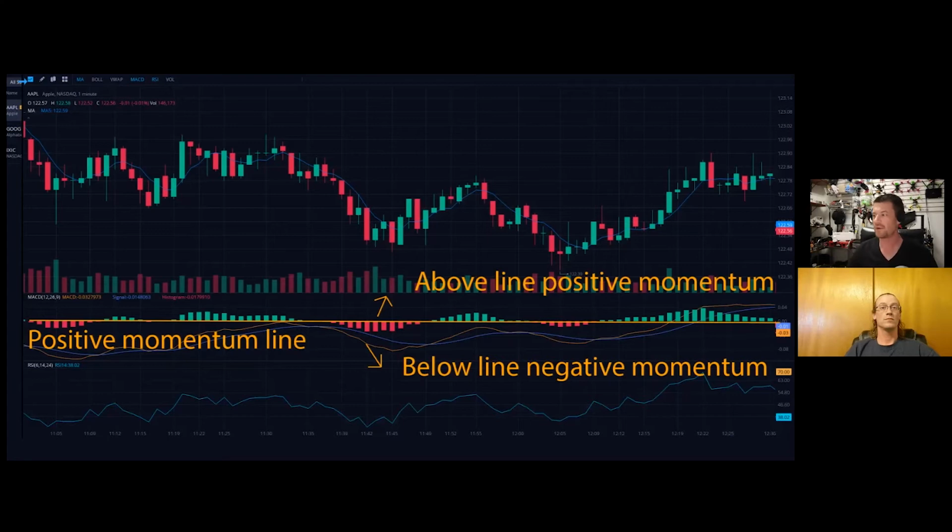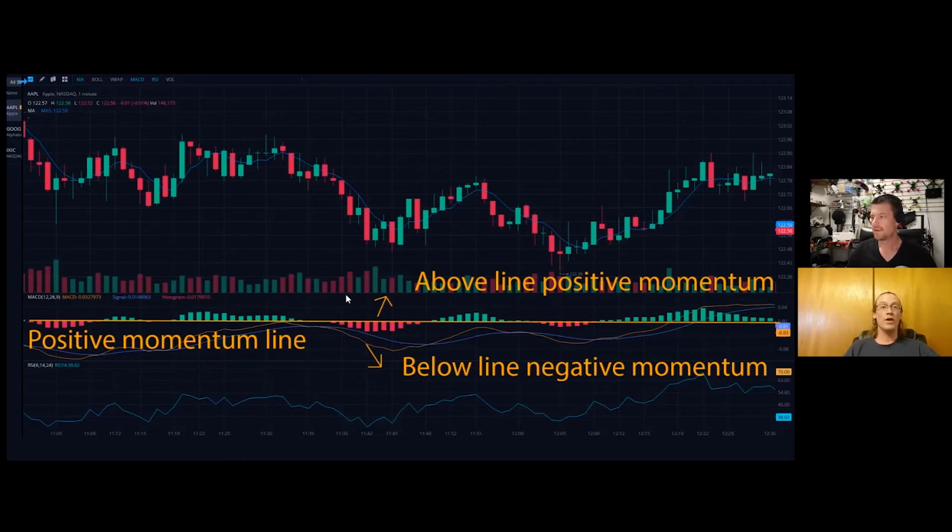Moving on to the positive momentum line, take us through it. The positive momentum line is what gives you an indicator of the overall trend of a stock. If the MACD is currently above that center positive momentum line, then the overall trend of the stock is considered an upward momentum. If the MACD falls below the positive momentum line, then the overall momentum of the stock is considered negative. So if it's been in an upward trend and then it crosses down below the positive momentum line, that might be an indicator that you're about to see a reversal.